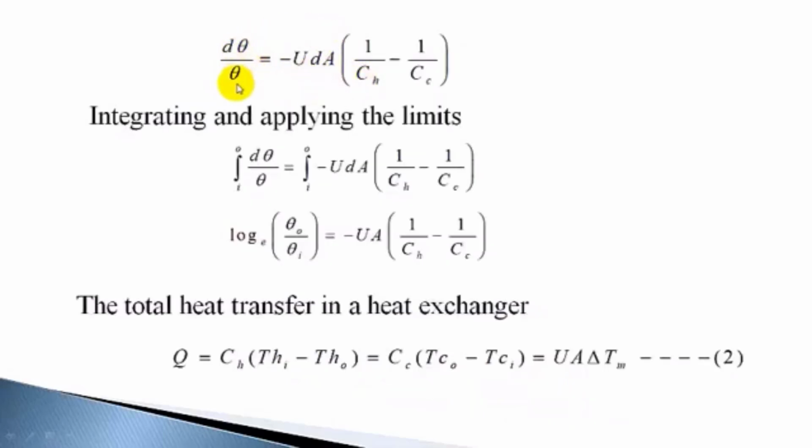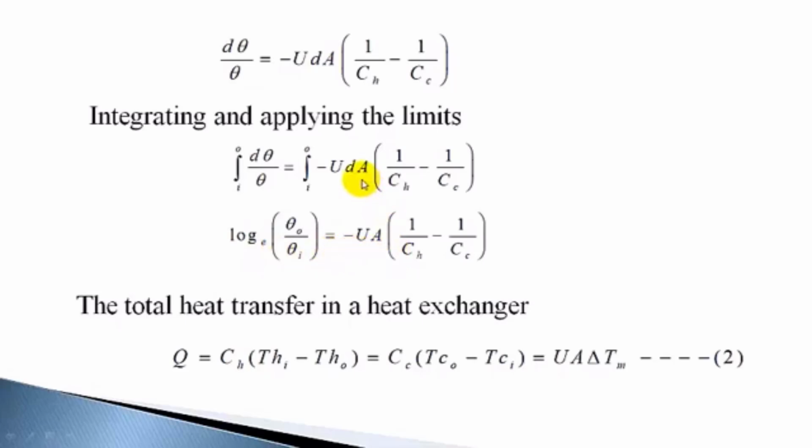Taking theta to the left hand side, you can write d theta by theta equals minus U dA into 1 by Ch minus 1 by Cc. Now integrating and applying the limits, the integral from inlet to outlet of d theta by theta is equal to the integral from inlet to outlet of minus U dA into 1 by Ch minus 1 by Cc. Integration of 1 by theta will give log theta, and applying the limits you get log theta o minus log theta i, which can be written as log theta o by theta i. This is a natural logarithm, log to the base e, or ln.